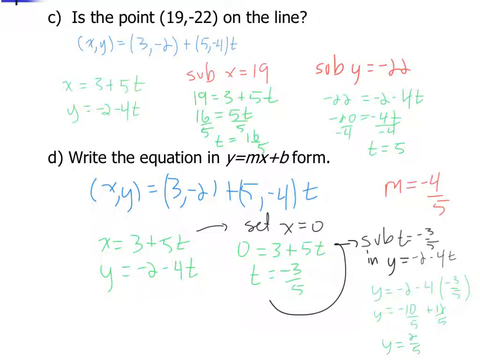because we know when t is negative 3/5, our x-coordinate is going to be 0. So when t is negative 3/5, our y-coordinate will be 2/5, and then that is our y-intercept, or our b value. So we can then go ahead and write our equation as y is negative 4/5 x plus 2/5.